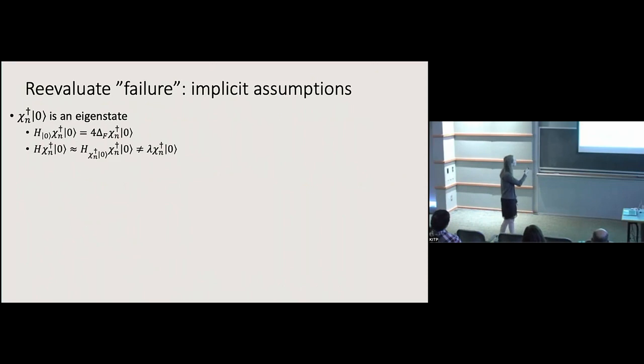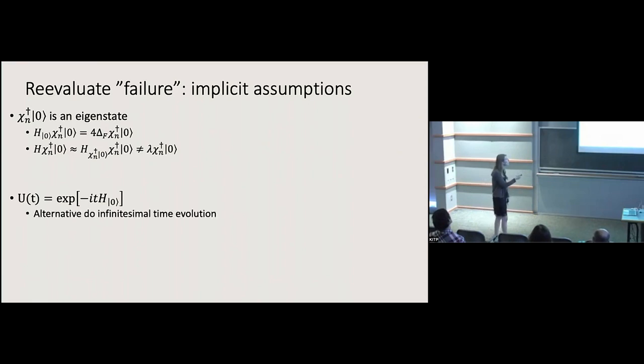If I think about the full Hamiltonian acting on this state, I would then mean field decouple the Hamiltonian with respect to the state that I'm acting on, and it's actually not an eigenstate. So this 4 delta F energy does not correspond to the energy of any eigenstate. And the other problem was that I was doing time evolution generated by the mean field decoupled Hamiltonian.